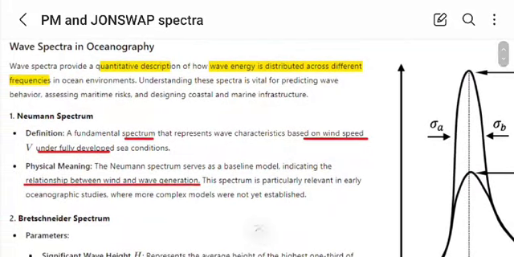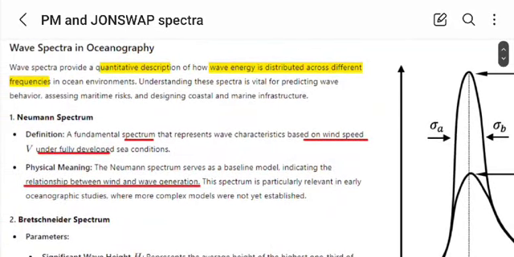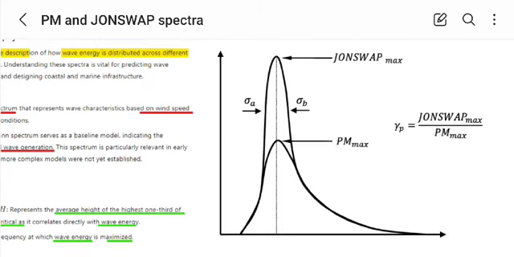Today we will talk about the wave spectra. The wave spectra is a quantitative description of how wave energy is distributed across different frequencies in the ocean environment. Here you can see this is the frequency axis and this is the energy axis. For some particular frequencies, the energy is concentrated and too high. For this frequency, this is the energy; for that frequency, this is the energy, like that.